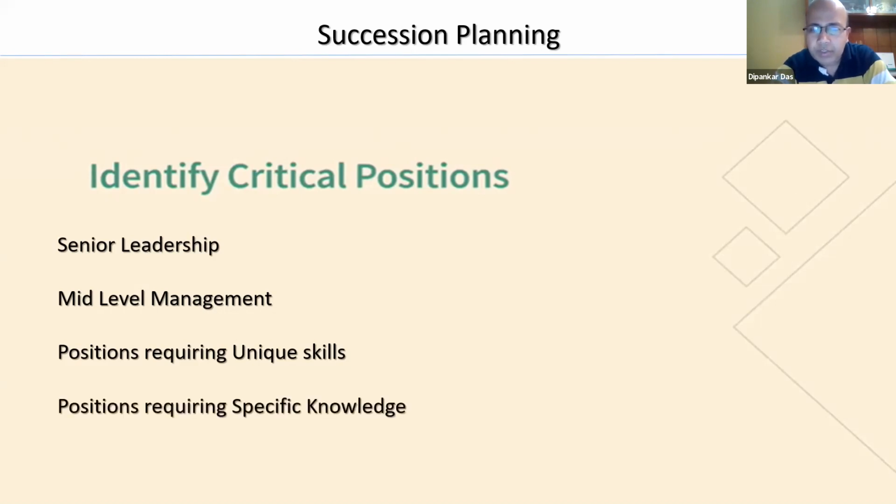Also, positions which require specific kinds of knowledge. This is again very, very important. For example, your legal advisor, he or she may not be very senior in the organization, but a very critical role nonetheless. So therefore, your succession planning has to ensure that if the legal advisor leaves, how will you ensure that there is business continuity?